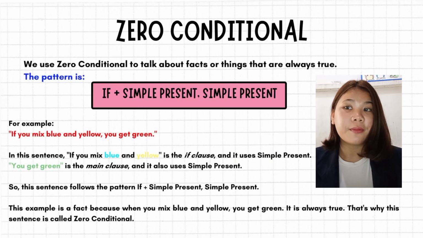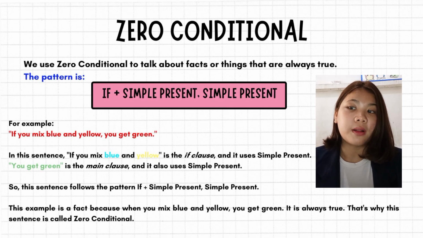The first type is zero conditional. We use zero conditional to talk about facts or things that are always true. The pattern is if plus simple present, comma, simple present. For example, if you mix blue and yellow, you get green. In this sentence, if you mix blue and yellow is the if clause and it uses simple present. You get green is the main clause and it also uses simple present.